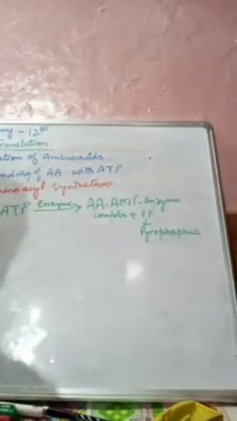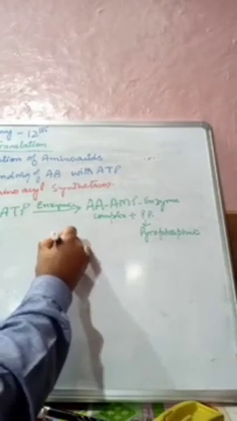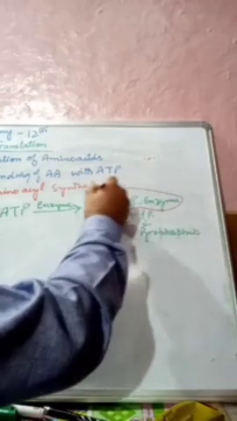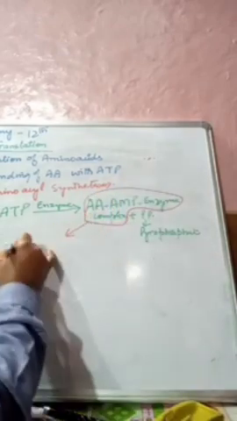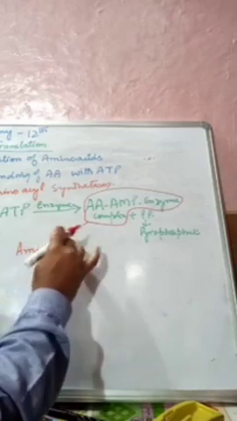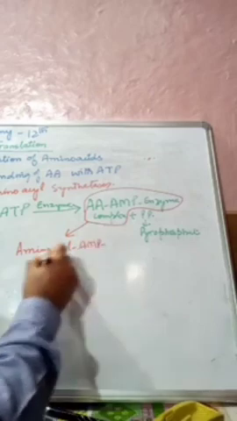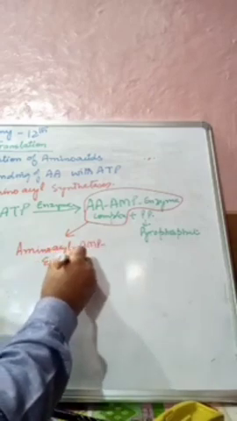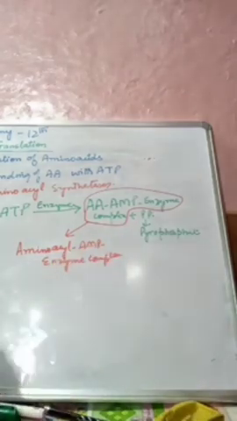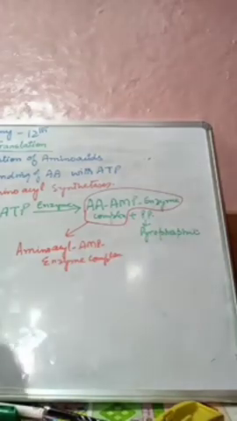This is actually, I will write the full form, aminoacyl. This whole complex is called aminoacyl AMP enzyme complex, and it is formed, and again we will see this pyrophosphate is released.